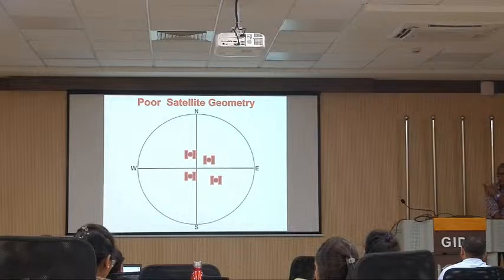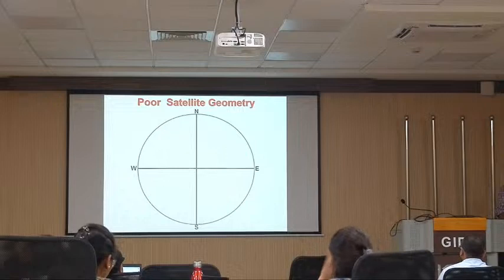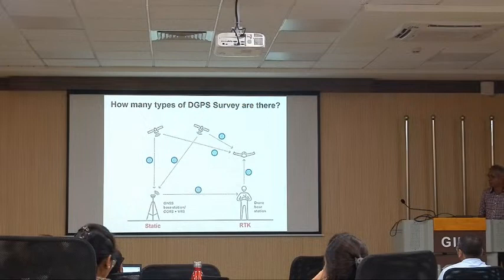When you are very close and nothing is overhead, this is again a poor geometry. This is again a biased one. There are buildings, or maybe you are in an urban area where everything is getting blocked and we have only a few satellites over here. So these are not good geometry.